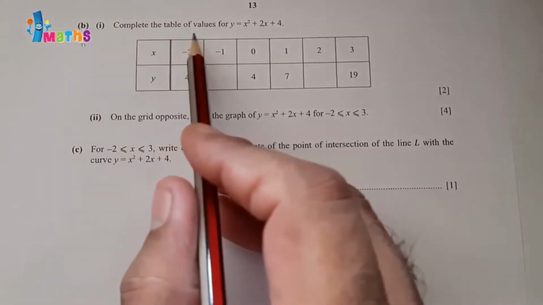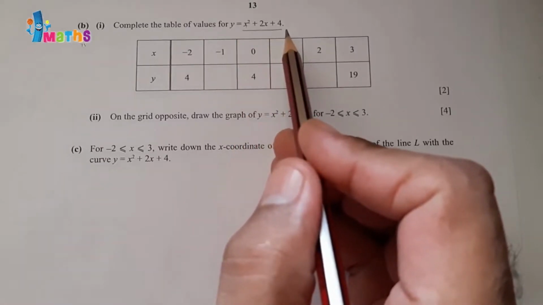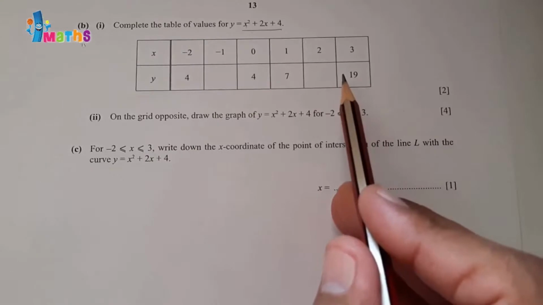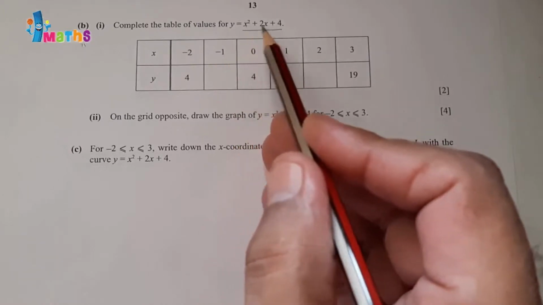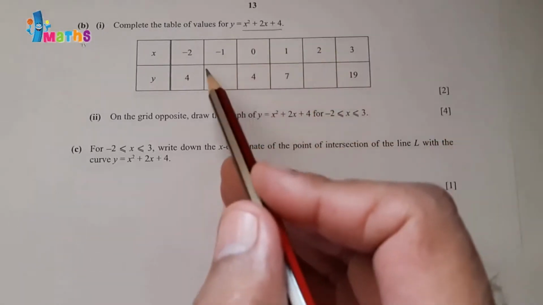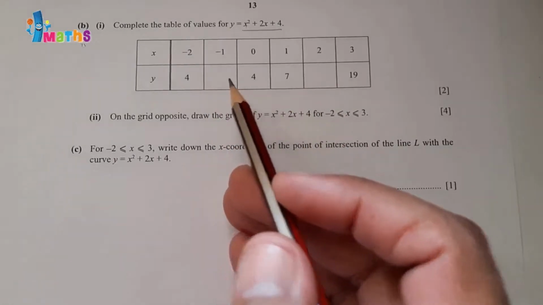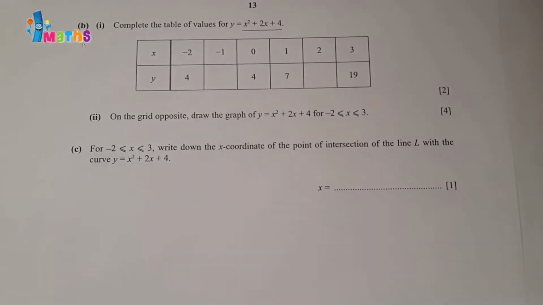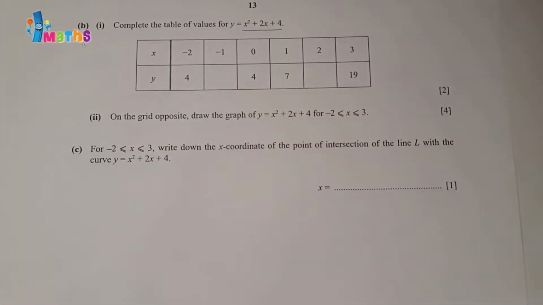B part, complete the table of values for y equals x squared plus 2x plus 4. We have to complete the table of values. Normally we can substitute these values, minus 1 in this equation and 2 in this equation, and solve directly to find these values. But I will explain the other method, which is by the use of a calculator, and by use of the calculator we can find all these values in one go. We'll be showing the calculator on screen also. You can follow the screen.